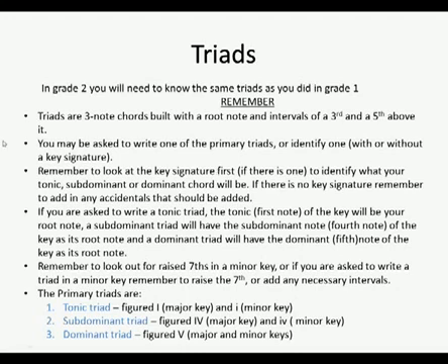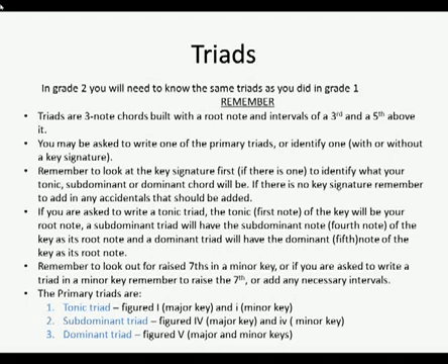Okay, onto triads. In grade 2, you need to know exactly the same triads as you learnt in grade 1. Okay, so remember, what is a triad? A triad is a 3-note chord built with a root note and then intervals of a third and a fifth above it. So it's really a chord with a root note, which actually just means the bass note, and then a third above it, and a fifth above it. And you may be asked to write or identify one of the primary triads, with or without a key signature.